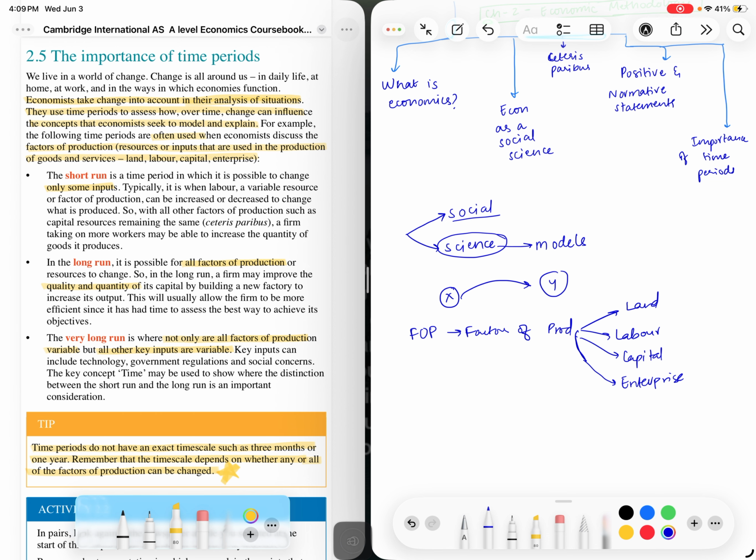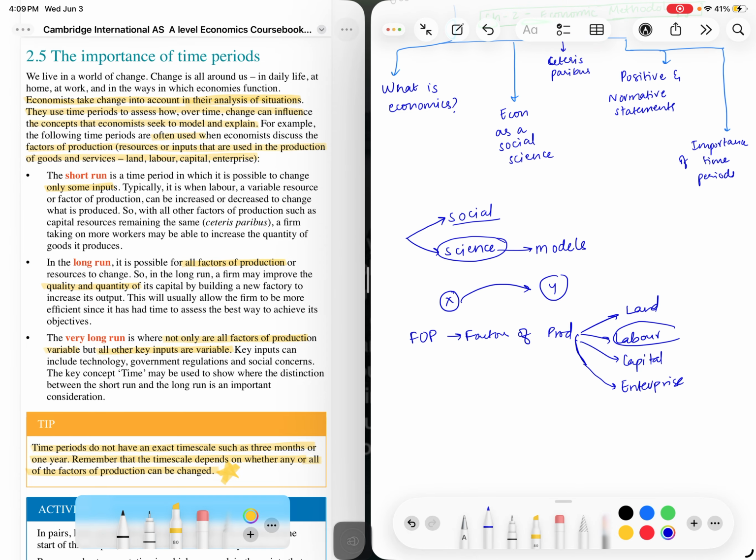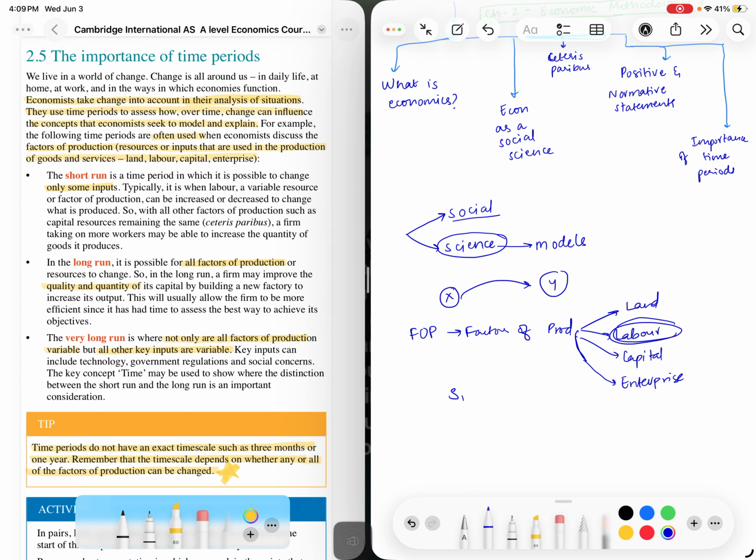According to these three different time periods, short run means only one of the factors of production changes. Like suppose here it says labor is changed. It can be increased or decreased to change what is being produced, right? That's short run. Short run is basically saying one factor of production is changing. Whereas long run is saying that all factors of production, all four of them, are changing. Land, labor, capital, and enterprise are changing, right?